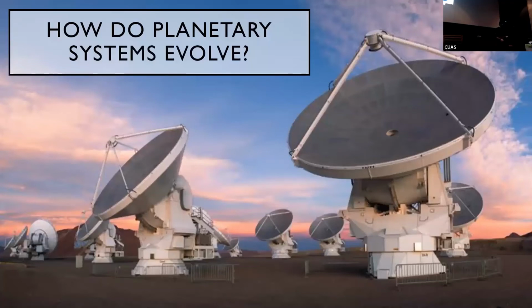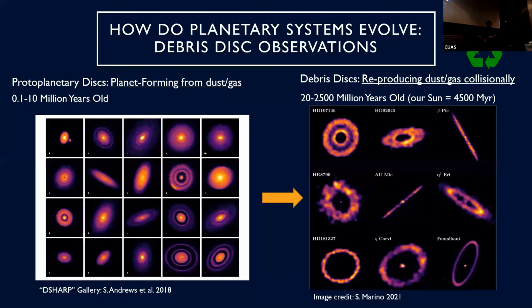How do planetary systems evolve? So I've taken you through formation. Now I'm going to talk about evolution. What I showed you earlier was the protoplanetary disks in the DSHARP sample. But we found out in 2018, these were something like 100,000 years to 10 million years old.